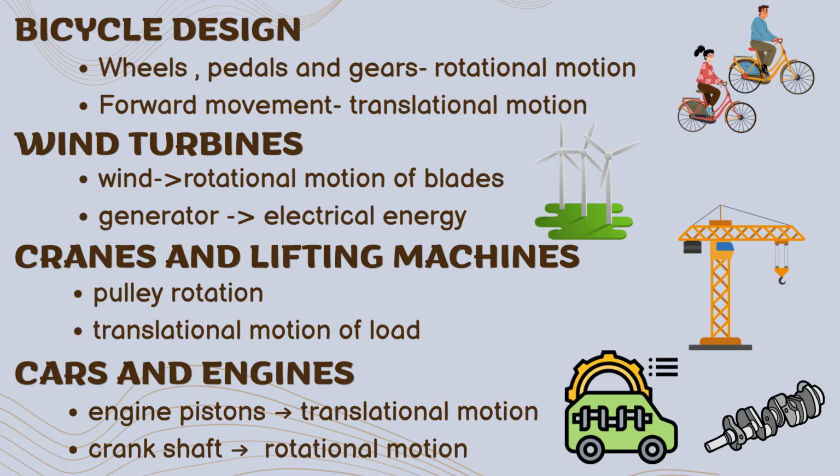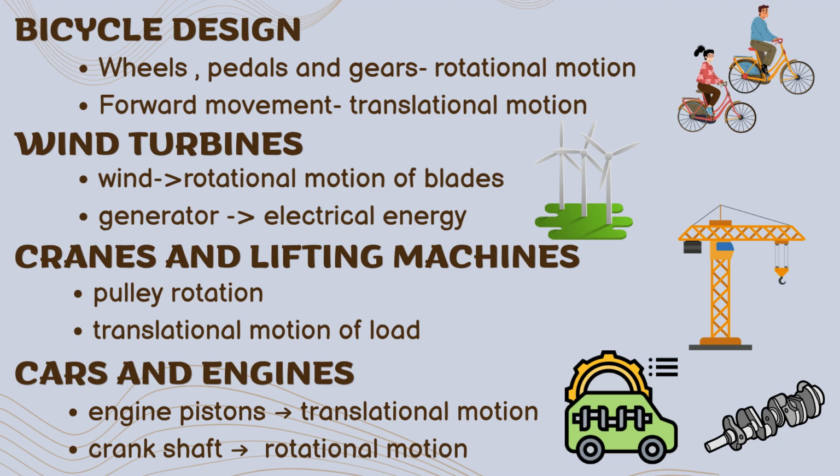For the third one, we have the crane and lifting machines. A crane uses a rotating pulley to lift heavy objects. While the pulley rotates, the load moves up and down in a straight line, showing translational motion. And lastly, we have the car engine. Inside the car engine, the pistons move up and down using translational motion. This motion turns the crankshaft, creating rotational motion that powers the wheels.